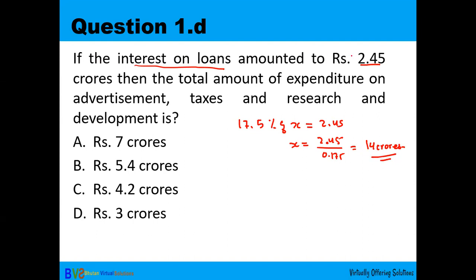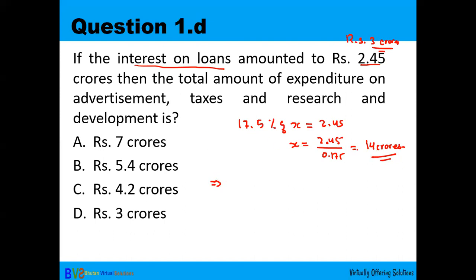If the interest on loan amounted to rupees 3 crores, that means your total expenditure will not be 14 crores. It will be more than that. So you have to find it for such a question. All right.